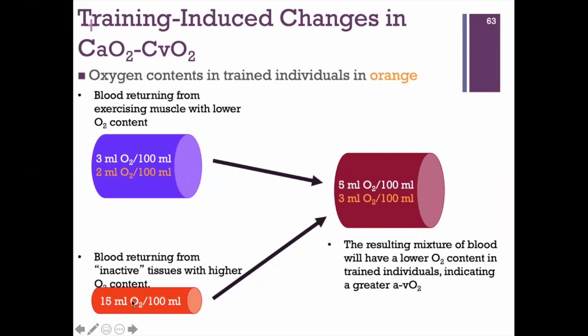When that combines with the blood flow that's returning from the inactive tissues, the overall oxygen content, or the AVO2 difference between our mixed venous blood, you'll see that we actually decrease the amount of oxygen returning in our mixed venous blood. So the resulting mixture of blood will have a lower O2 content in our trained individuals compared to our untrained individuals. So it ends up being a greater AVO2 difference.